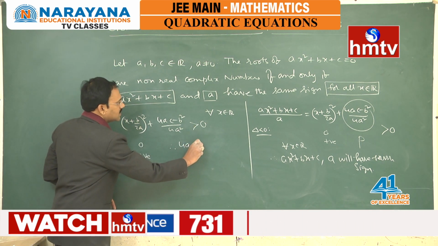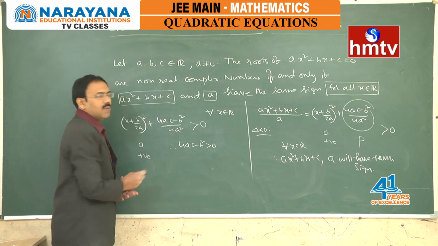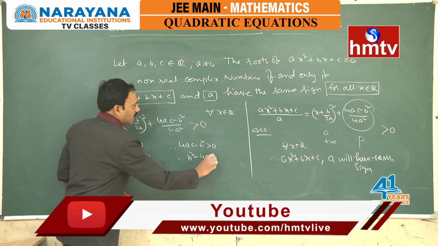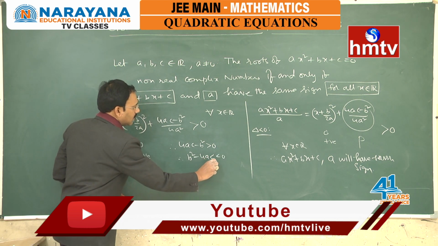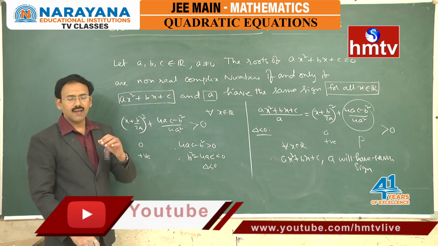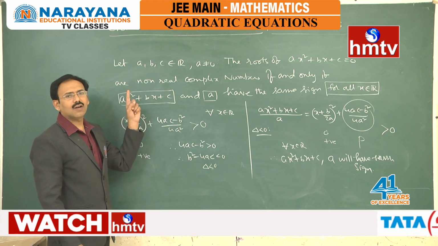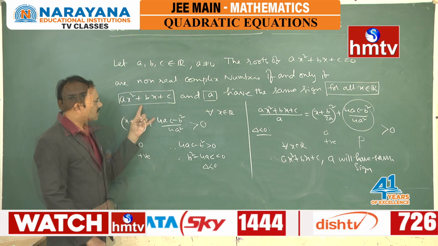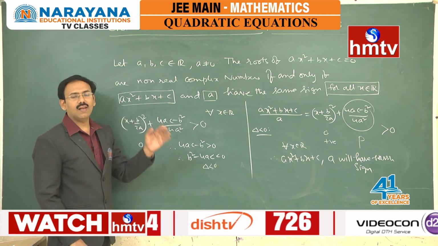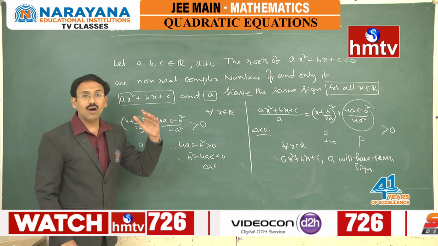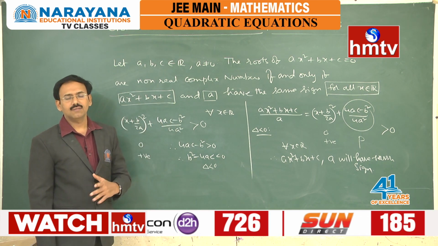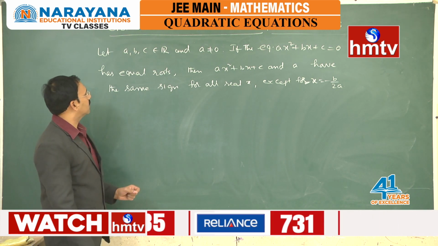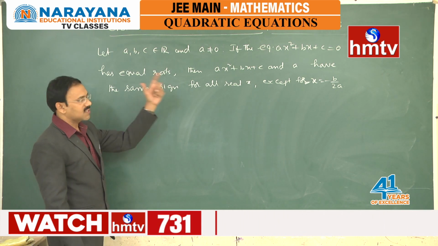Therefore, 4ac minus b square must be positive and hence b square minus 4ac is negative, that is, delta is negative. Hence for a given quadratic expression, if delta is negative, this expression value and a will have the same sign for all x belongs to R. That is the result.